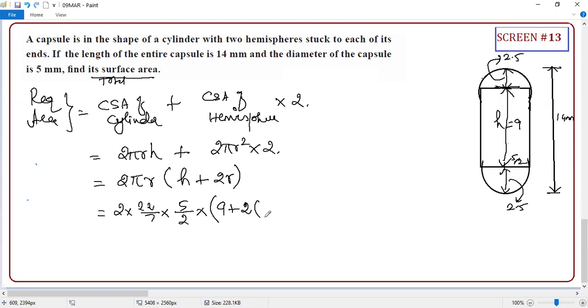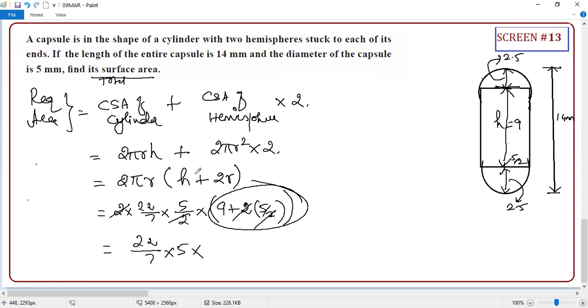Yes, sir. Now R is what, student? R is 5 by 2. Guys, cancel. Here, I think these 2 will get cancelled. What is the final answer? 22 by 7 into 5. What is the bracket value? 9 plus 5, it's 14. Now you can cancel 2. What is the final answer?